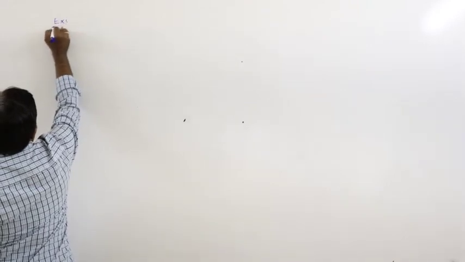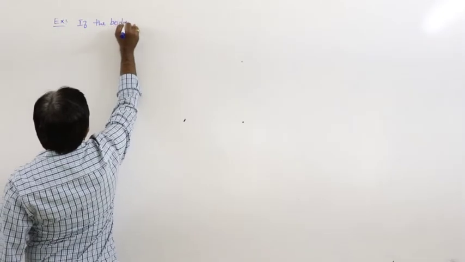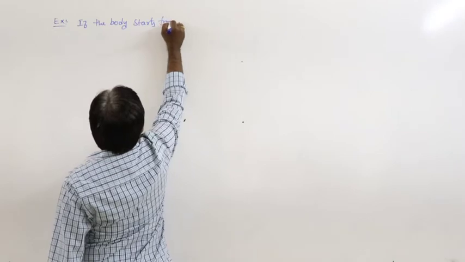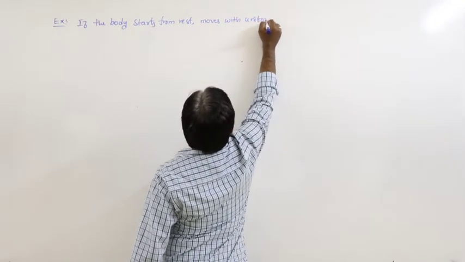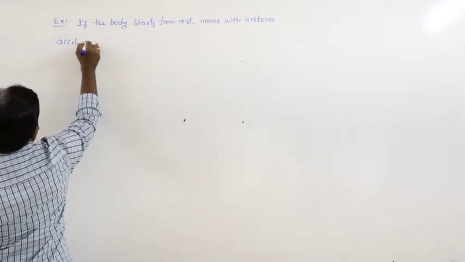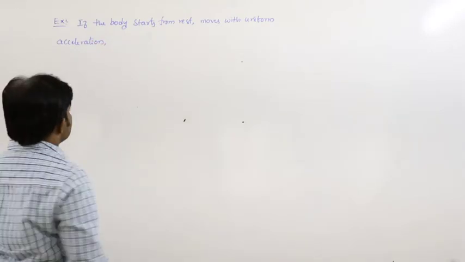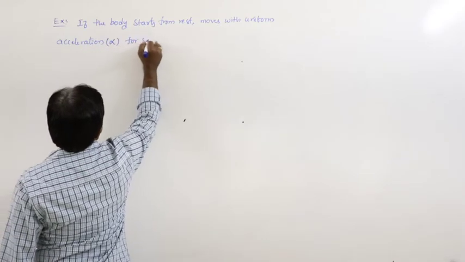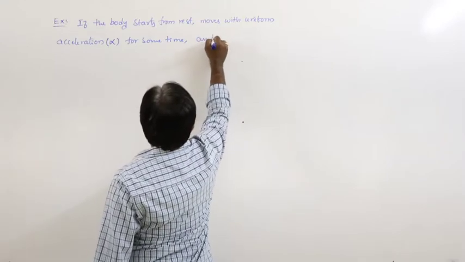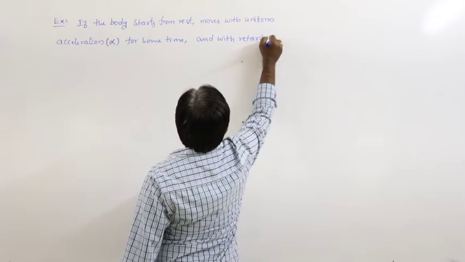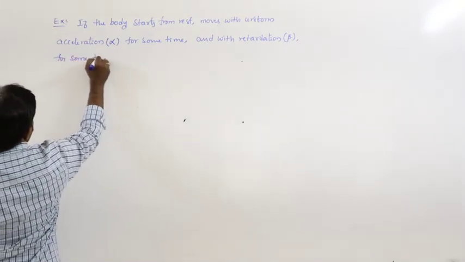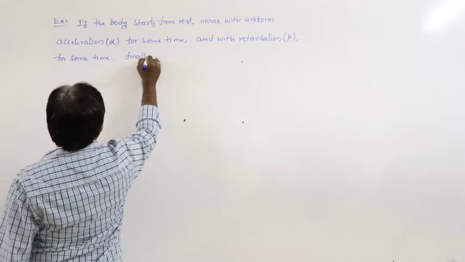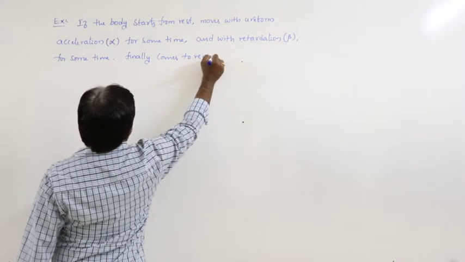So next condition. See here, if the body starts from rest, moves with uniform acceleration alpha for some time, and with retardation beta for some time, finally comes to rest.